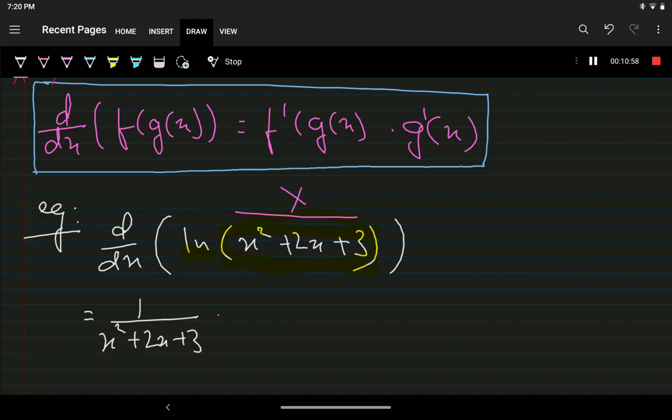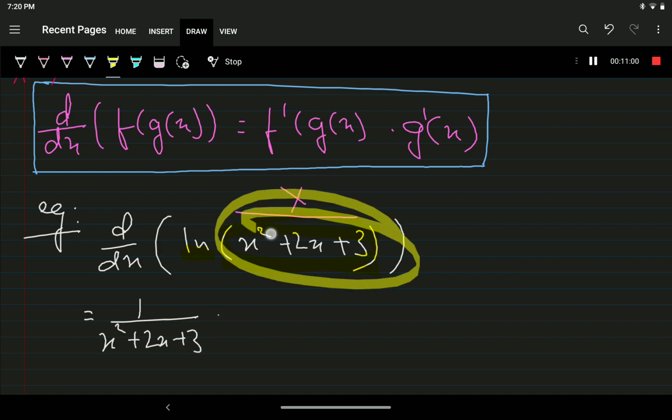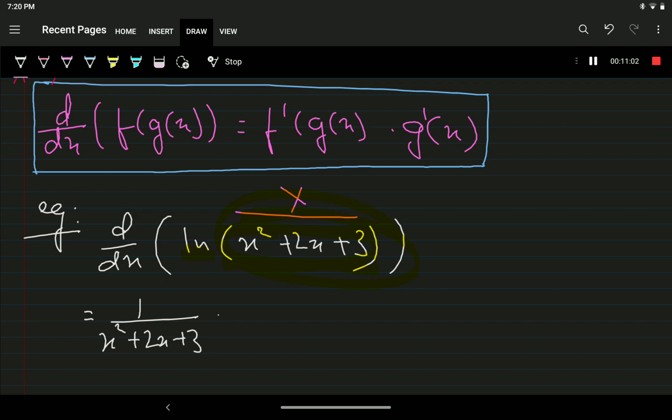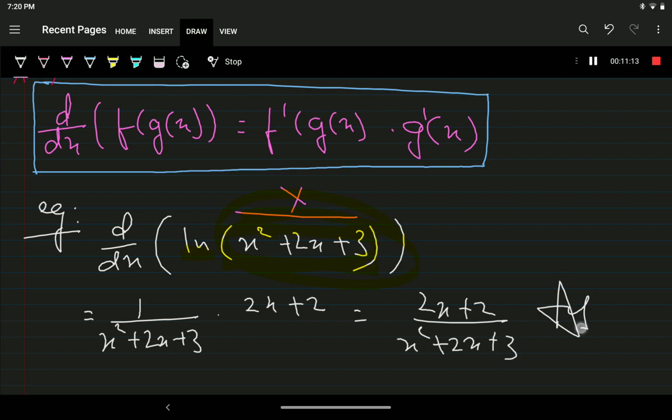Then we differentiate this capital X, that would be 2x plus 2. So (2x plus 2) by (x squared plus 2x plus 3) is the final answer. This is how we solve questions related to the chain rule.